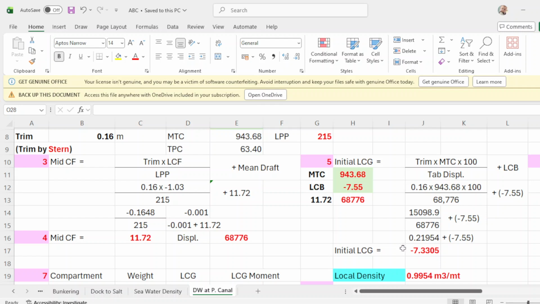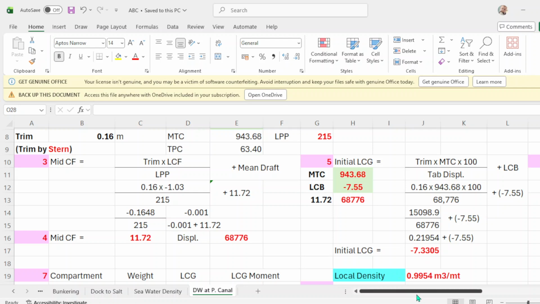Divide this one, then the value would be 0.21954 plus your LCB of negative 7.56 and the initial LCG would be negative 7.33. Okay? Negative 733. That will be your initial LCG.